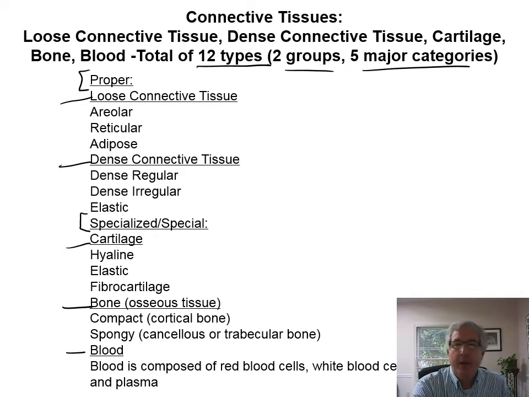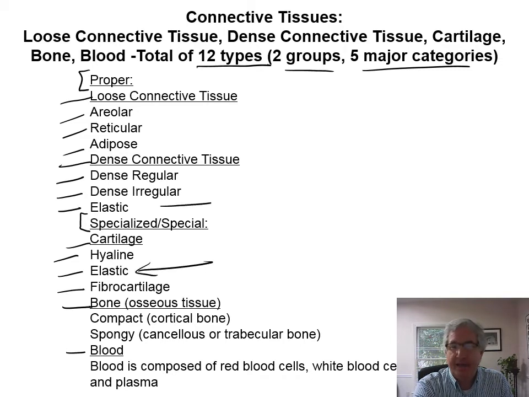But anyway, I'm going to read these words to you just so you know what they sound like. Loose connective tissue is composed of areolar, reticular, and adipose. Dense connective tissue, you have dense regular, dense irregular, and elastic connective tissue. Then you have cartilage: hyaline cartilage, elastic cartilage, and fibrocartilage. Elastic cartilage and elastic connective tissue are different. This is elastic connective tissue and this is elastic cartilage, and they are different, and we'll talk about why or how they are different later on.